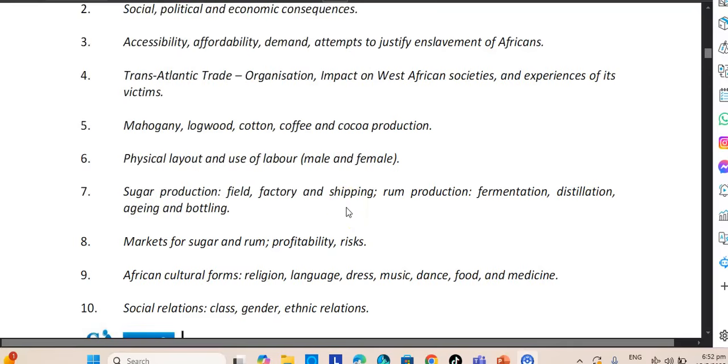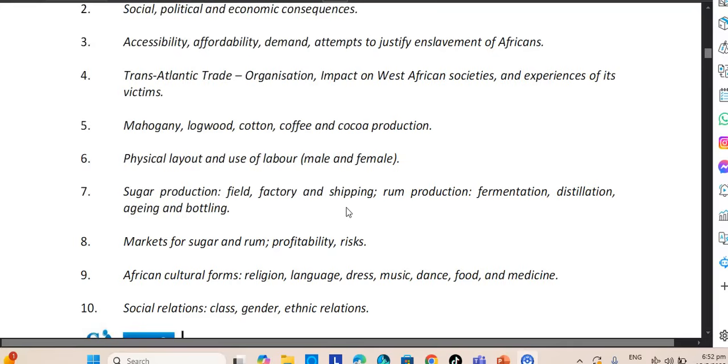Now, the first one we're going to look at is field production. Sugarcane was planted in rows and took 12 to 18 months to mature. Enslaved laborers weeded and tended the crops regularly. Once mature, cane was cut by hand using machetes and immediately taken to the mill as it began to spoil within hours of cutting.